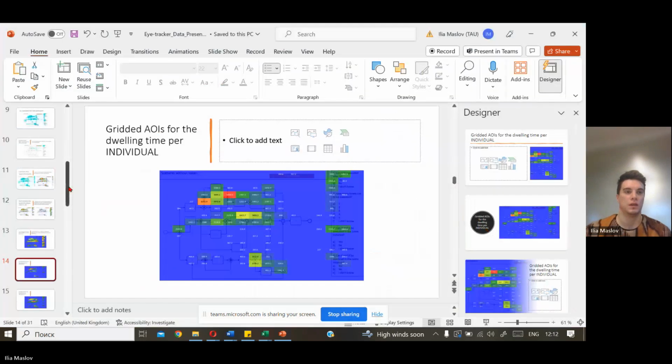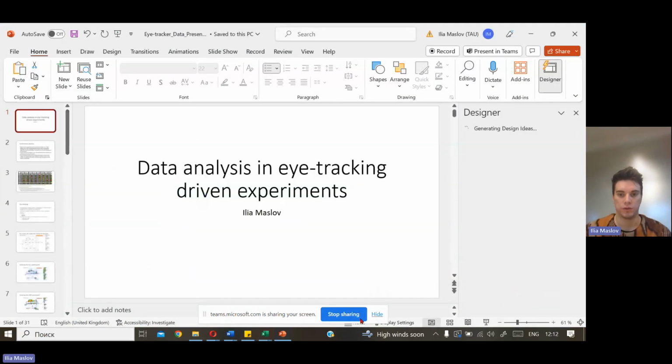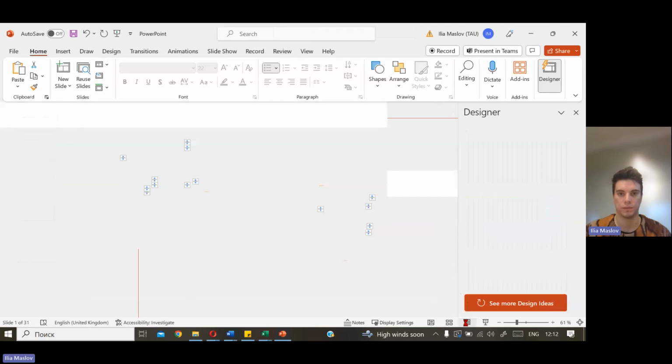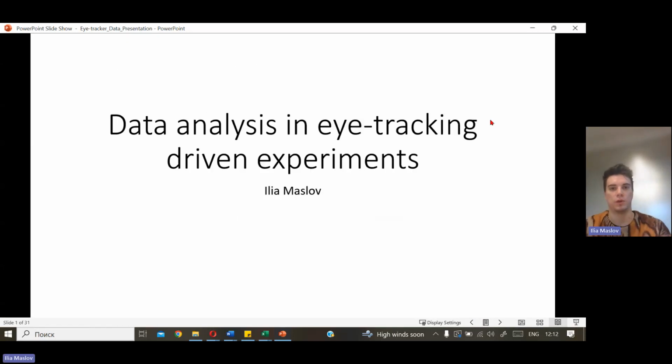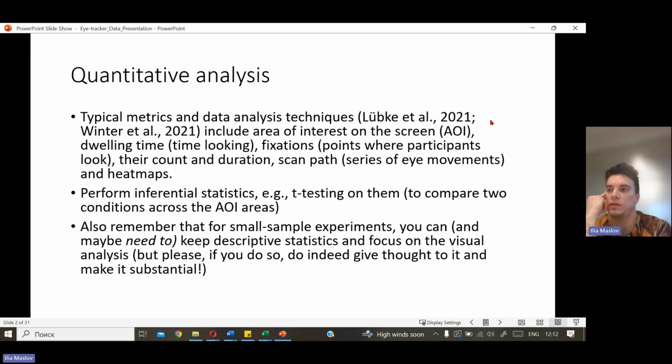It's working. So I'm recording this lecture, and I want to speak about data analysis and eye tracking driven experiments, and you can access this lecture later. I'm currently in the lecture room, showing Manon how to use this SMI BeGaze equipment. I'm also going to show some ideas about what kind of analysis techniques you can use in your eye tracking experiment, and also how to use ChatGPT.